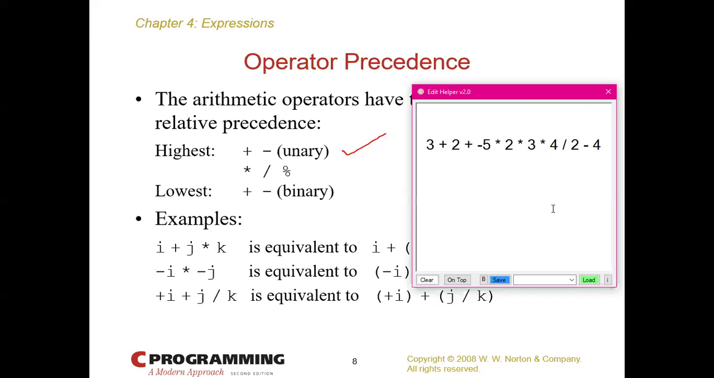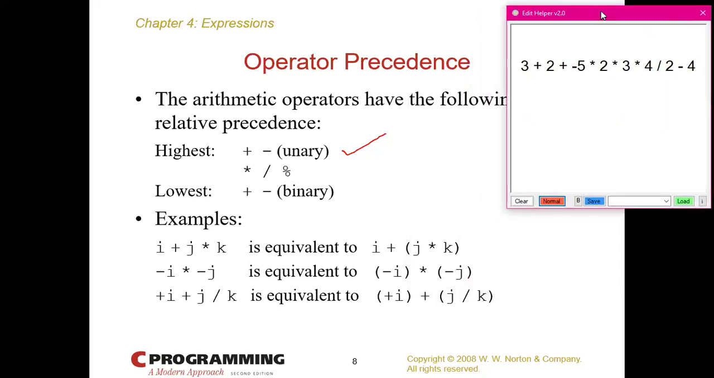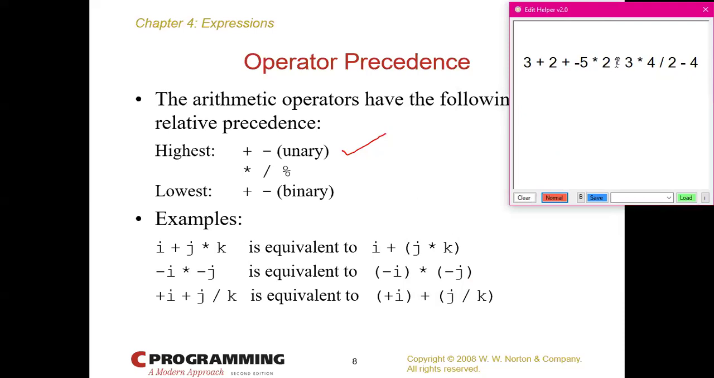All right. So what we are saying is, if you assume that we have this kind of expression, how do we solve this expression? The first thing we will do is we deal with the unary operators. Where are the unary operators? Here is a unary operator, minus 5.